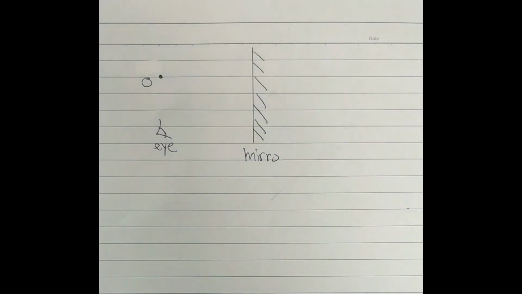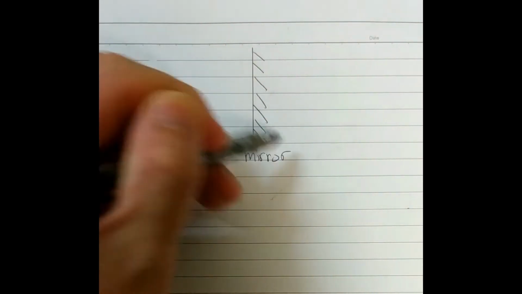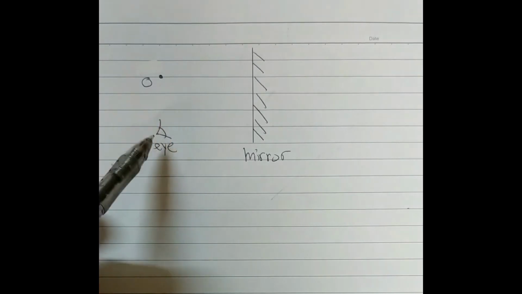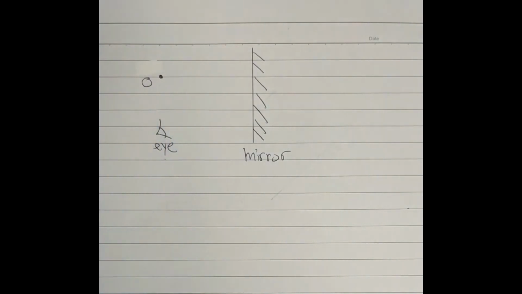Now what we have here is a particular scenario. I will have a mirror here, and an object that is placed in front of the mirror, and I have an eye here. The question usually will tell you to use ray drawing diagrams to draw rays to show how the eye captures the object O from the mirror.